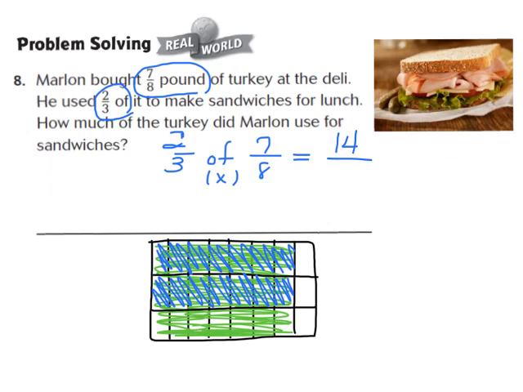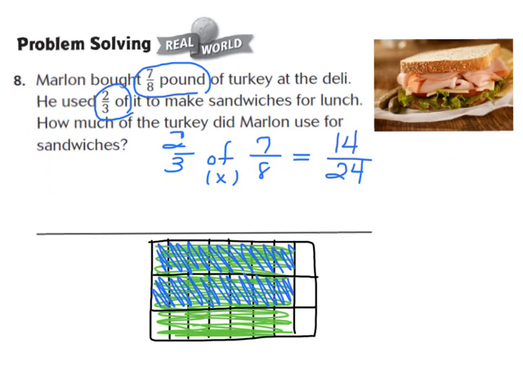Now our next step is to count how many total smaller rectangles there are within that larger rectangle. And what I know is this. There's 1, 2, 3, 4, 5, 6, 7, 8 rectangles running across, and there's 1, 2, 3 rectangles running up and down. I know that 8 times 3 is going to give me 24, so that tells me that 24 is going to become our denominator. So what I know is 2/3 of 7/8 gives me the product of 14/24.